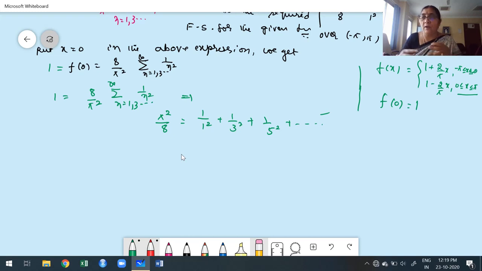This is a way to find out the solution of the Fourier series, suppose the given function is a splitting function.